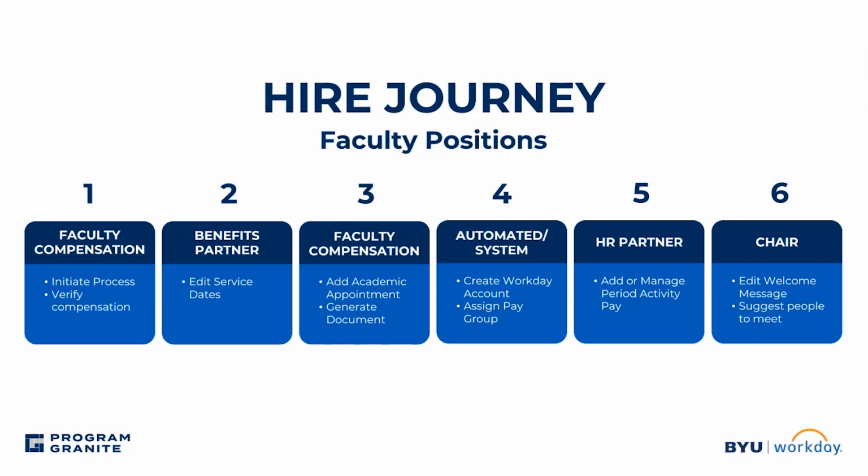Okay? The automated system does those two steps, which we already saw. The HR partner manages the period activity pay. So that's you. You would get that step to manage their period activity pay. And then the chair. Are we seeing number 6? The chair gets a welcome message. Okay, it's true of all faculty. Okay, so this is a bottleneck at the chair's position.